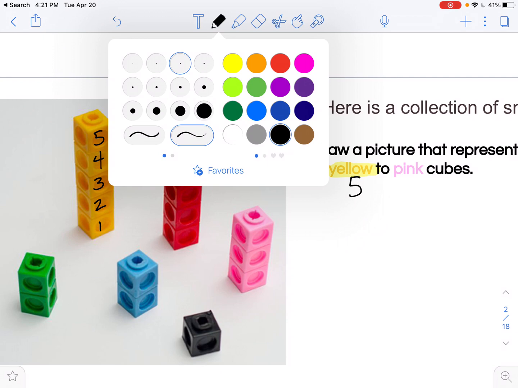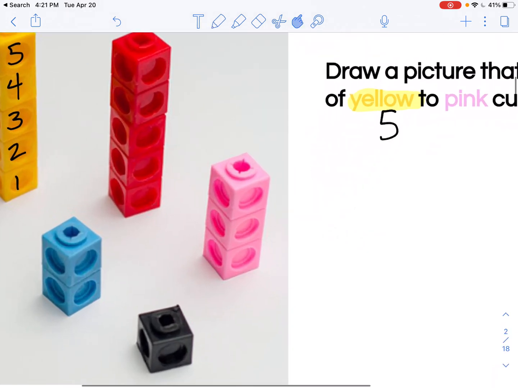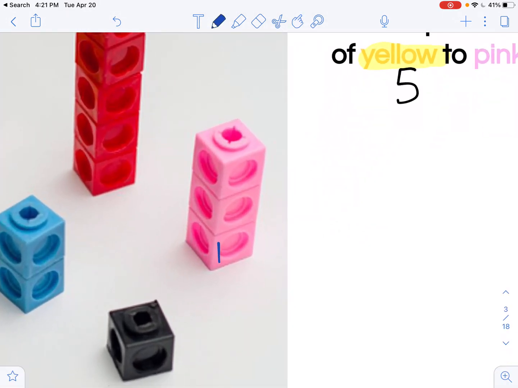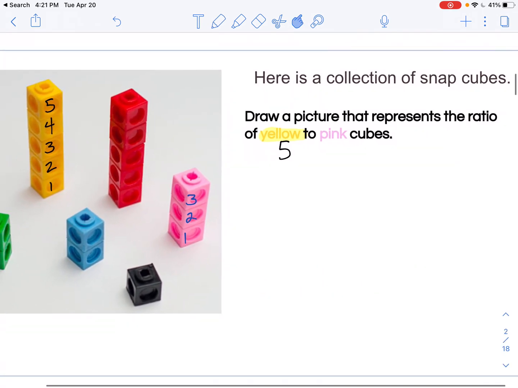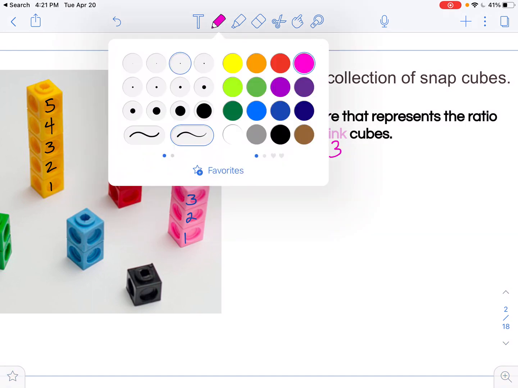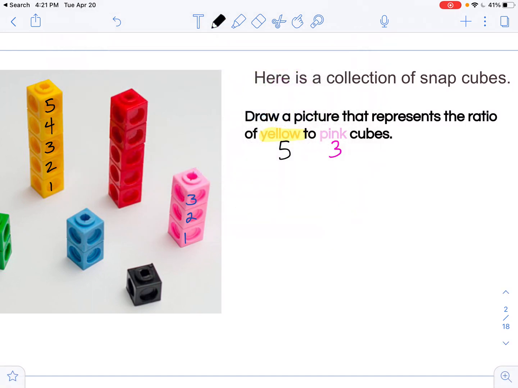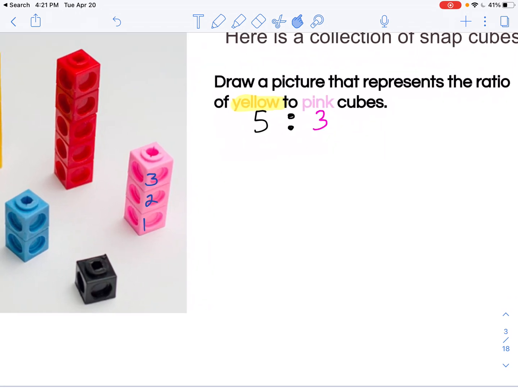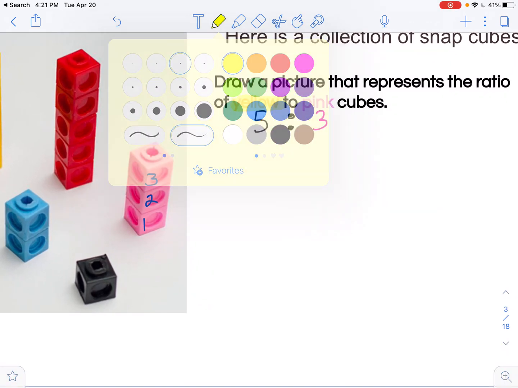And for the pink cubes, I'm going to zoom in and do that next. 1, 2, 3. There are 3 pink cubes. I'll write that underneath. So we would say that the ratio is 5 to 3, or I could write 5:3. But if it's specifically asking me to draw a picture, then I'm going to redraw those snap cube towers right next to each other, but just those colors, right?